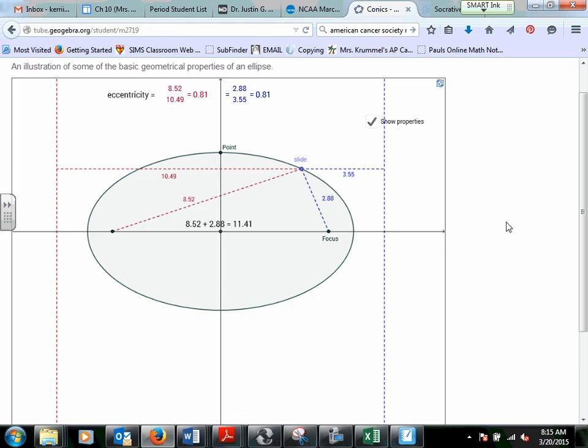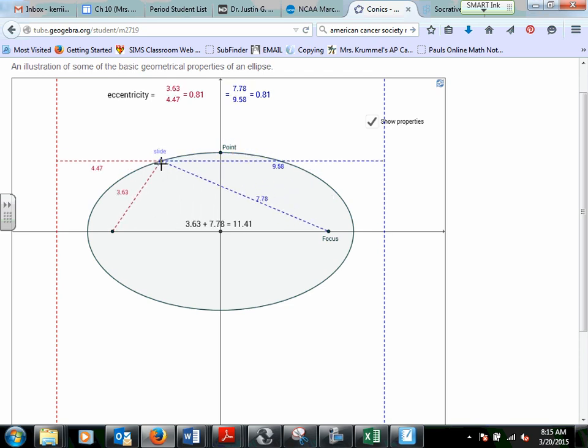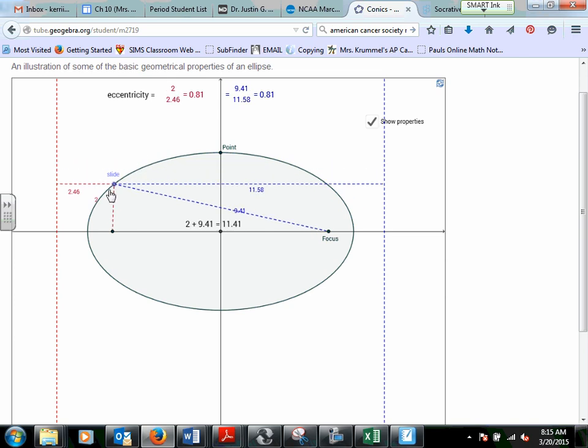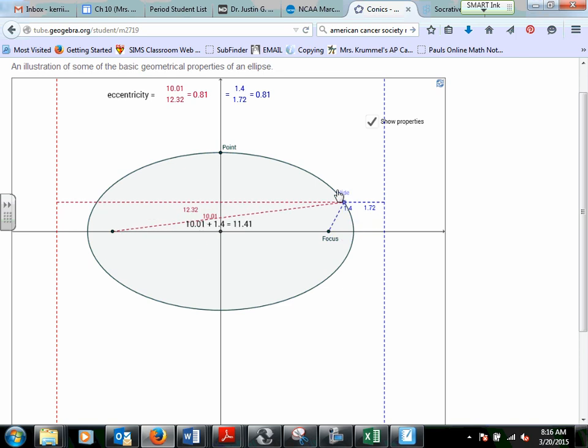Okay, here's an ellipse. Here are my two foci. This blue is measuring the distance from a point. This red is measuring a distance from the point to the other focus. Here, we're adding those two numbers. Do you see it? Their sum is 11.41. If I move the point to here, what's the sum of these two distances? 11.41. As I move around the ellipse, the sum of that blue and red distance remains the same.